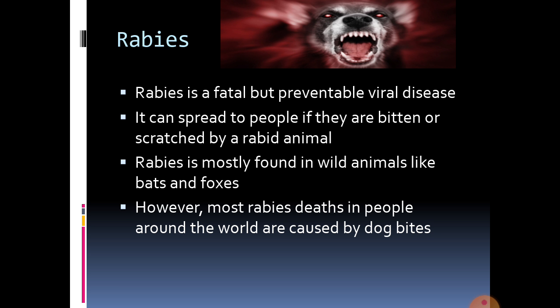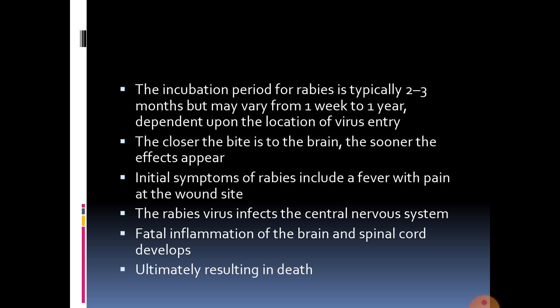Rabies. It is a fatal but preventable viral disease. It can spread to people if they are bitten or scratched by a rabid animal. Rabies is mostly found in wild animals like bats and foxes. However, most rabies deaths in people around the world are caused by dog bites. The incubation period for rabies is typically 2 to 3 months, but may vary from 1 week to 1 year, depending upon the location of virus entry. The closer the bite is to the brain, the sooner the effects appear.